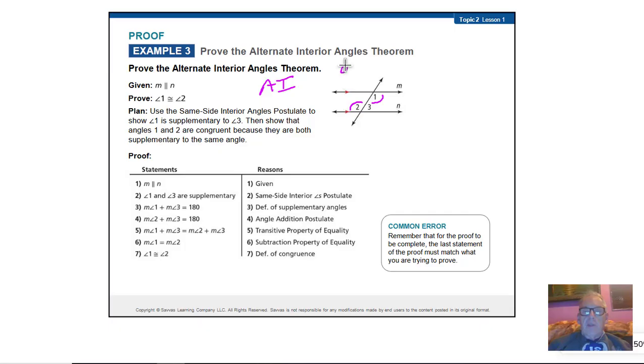So these are on opposite sides of the transversal, inside the lines that are crossed. So inside the lines that are crossed, and they're on opposite sides of the transversal. If the lines are parallel, alternate interior angles have to be congruent. Let's move on.